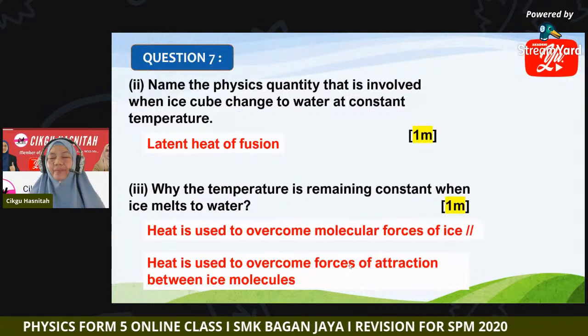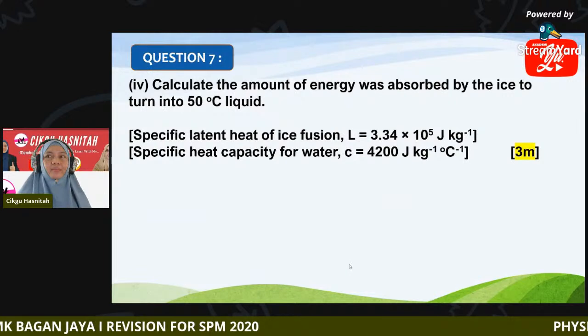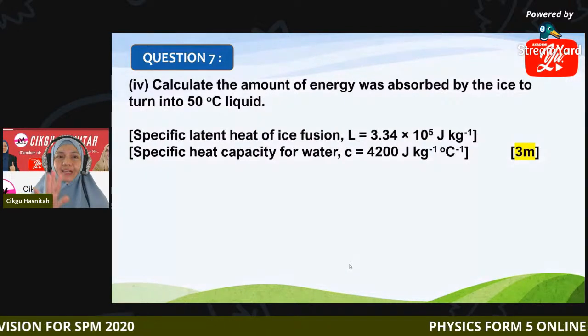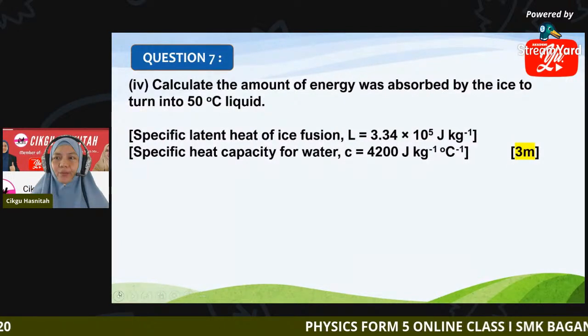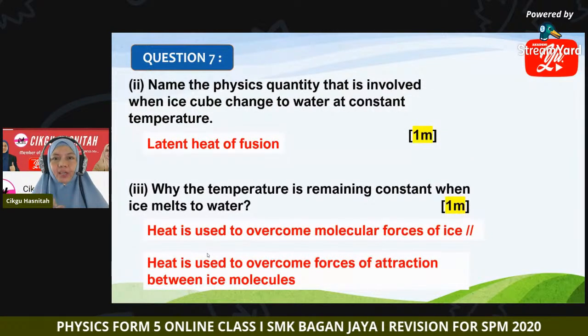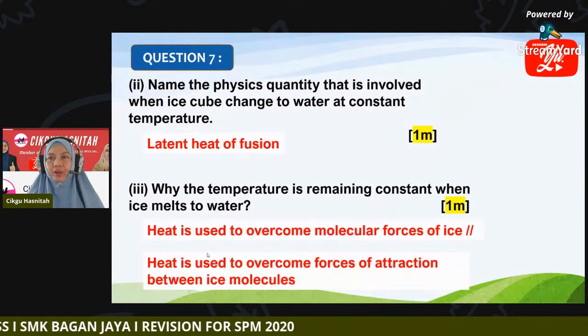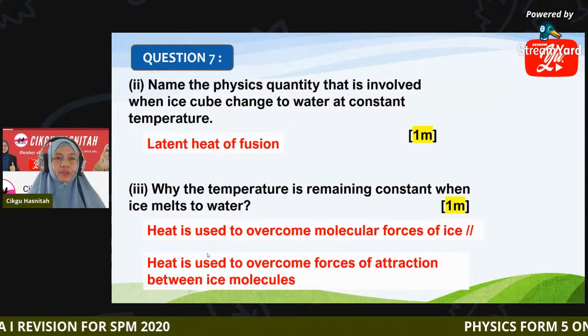Okay, that is the reason. Okay, number 4. If in the previous question they gave you 1 mark, you can mention the heat is used to overcome molecular bond or molecular attraction, molecular force. But how if this question allocates 2 marks?